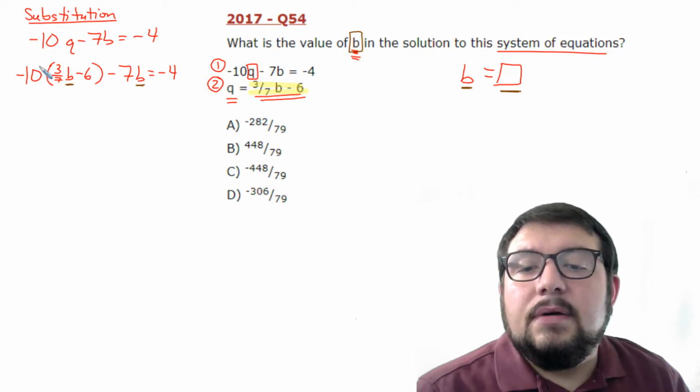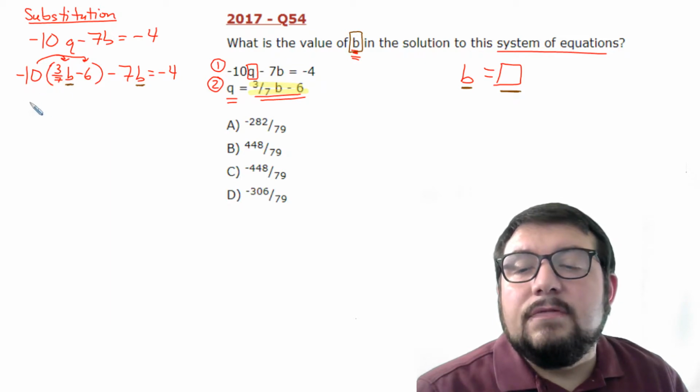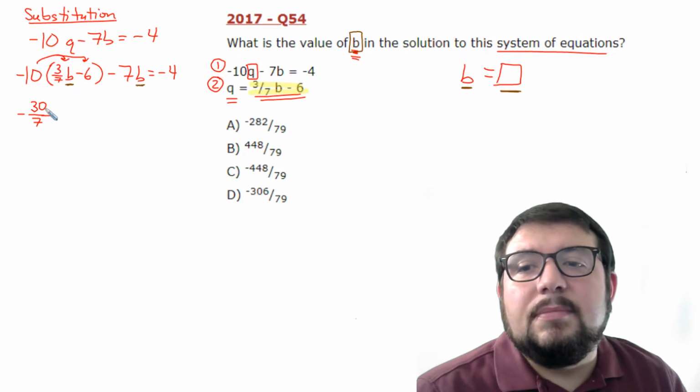So let's do this. First I'm going to distribute that negative 10 right there to get rid of my parentheses. So negative 10 times 3 over 7 is negative 30 over 7. Basically, I took negative 10 and multiplied it by 3, and that made negative 30. And the 7 just stays down there. So don't get nervous because it's a fraction. You just multiply the two top numbers, and the rest will fill itself in. Now negative 10 times negative 6. Well, negative and negative makes a positive, and 10 times 6 makes 60.